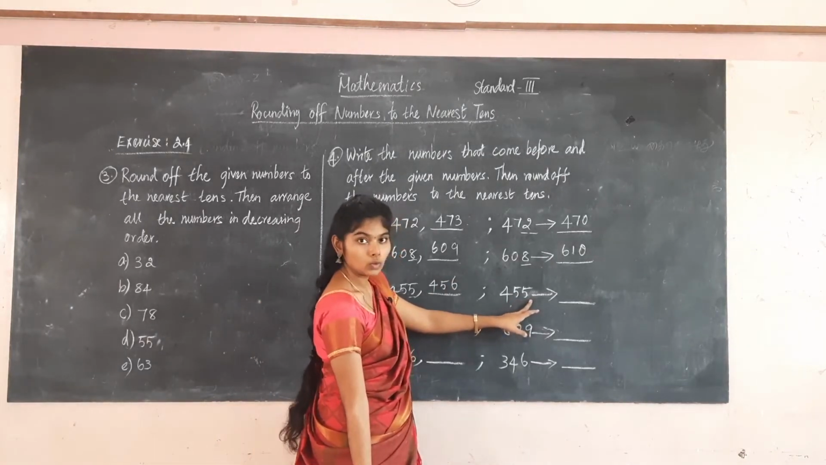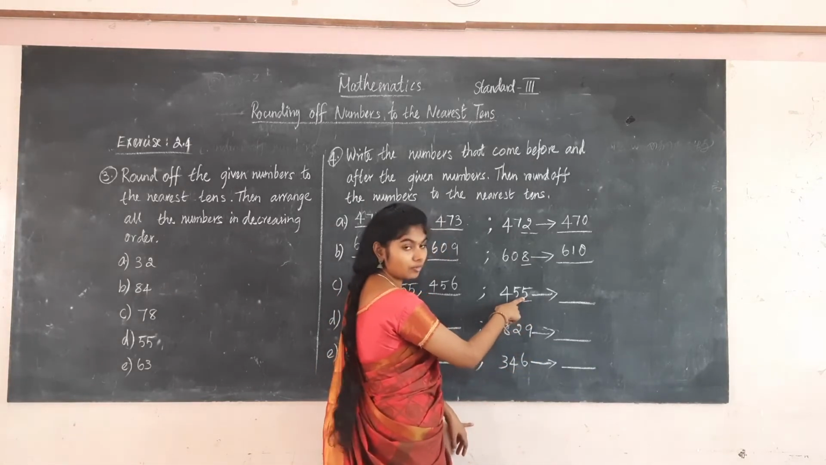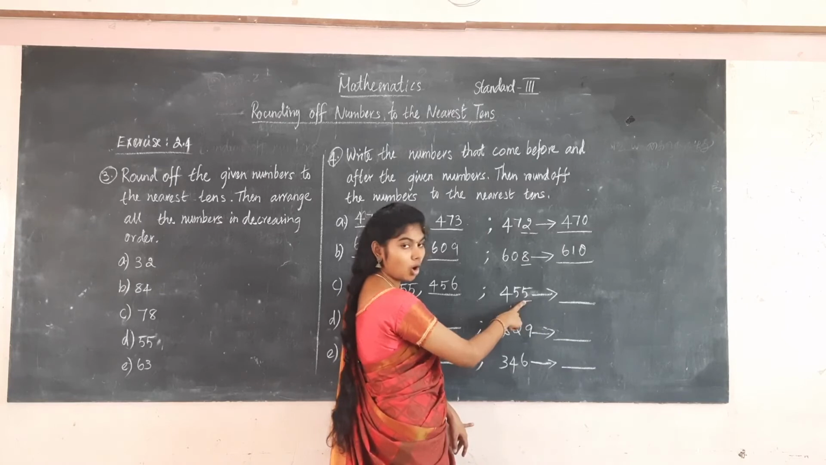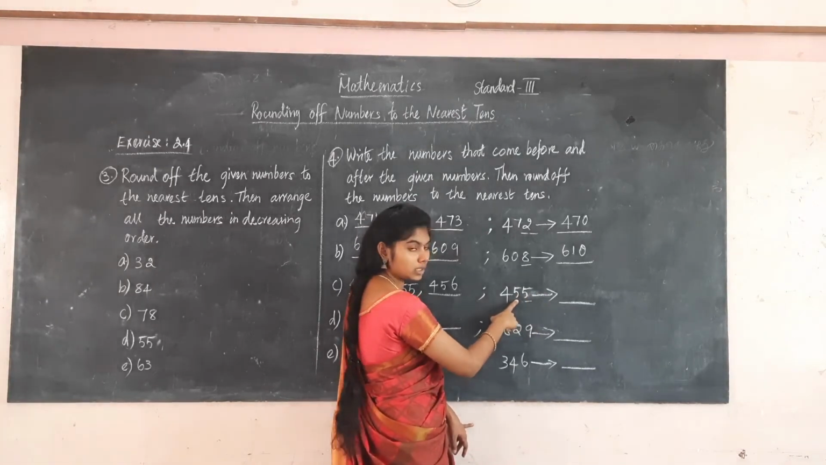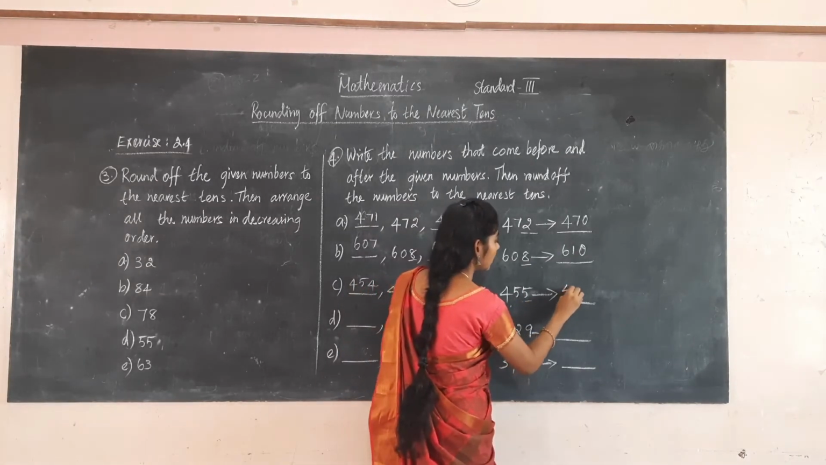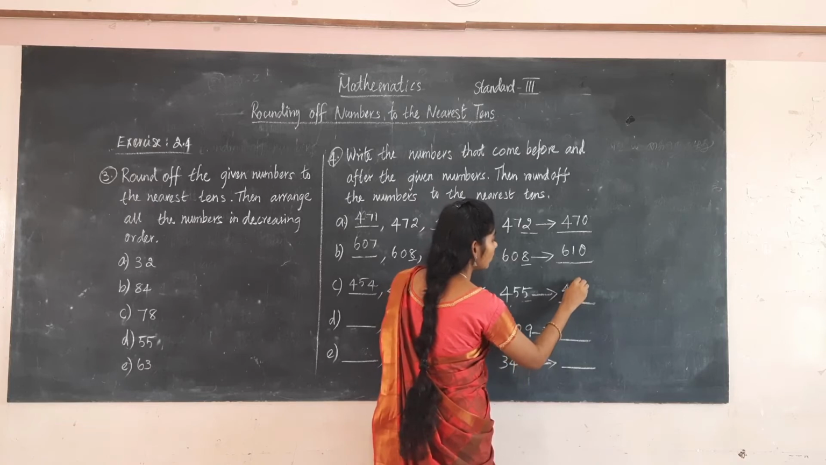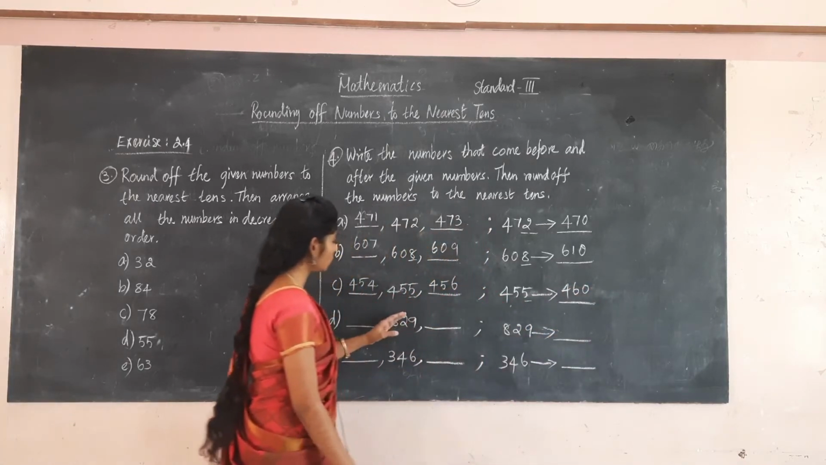What is given here? 455. We have to check the rule. How will you round off the number? It is given 5 in the ones place. If there is 5 or more than 5, what will you do? You will be adding 1 in the tens place and 0 in the ones place. So 5 plus 1 is 6, and you will be writing 0 in the ones place. The remaining 2 sums you are going to do.